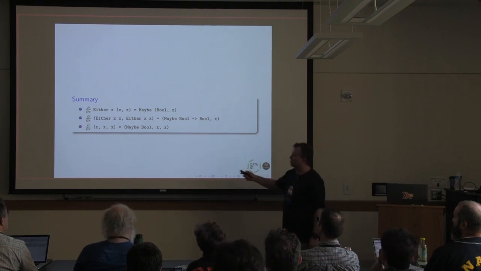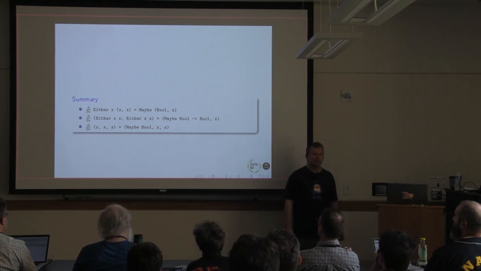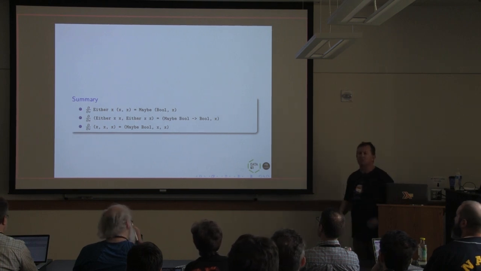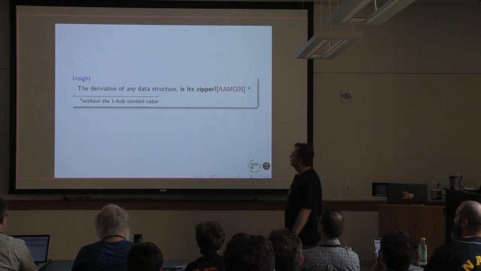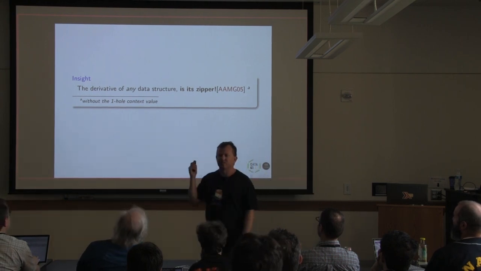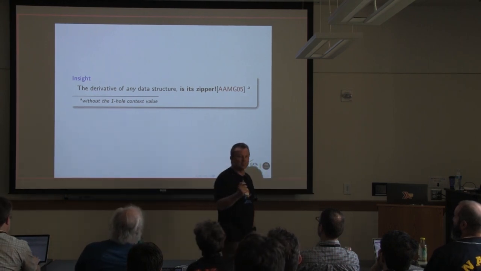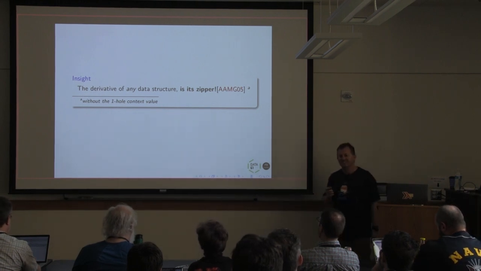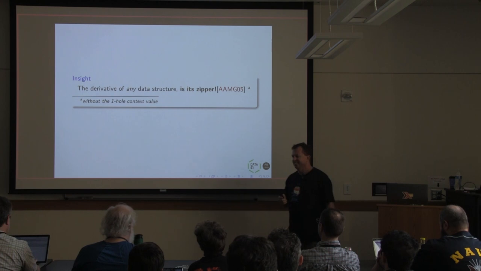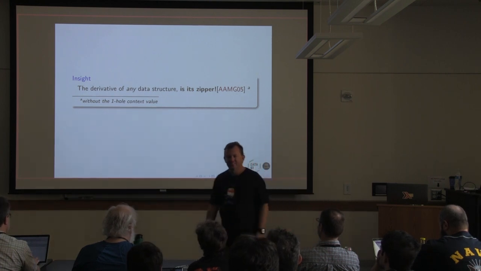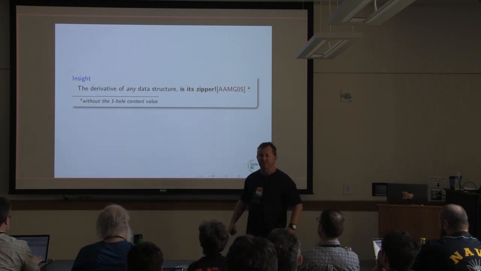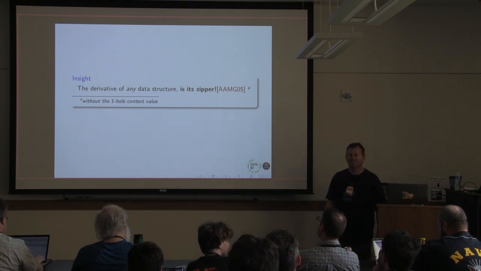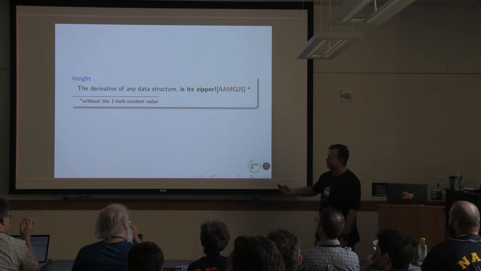So we can differentiate these data types and get this. Isn't that cool? Why would I ever do differentiation? I've got web apps to write. The derivative of any structure is its zipper. That's why. We're walking around with our 3 X's. We take the derivative. Now we've got the zipper, without the one whole context.